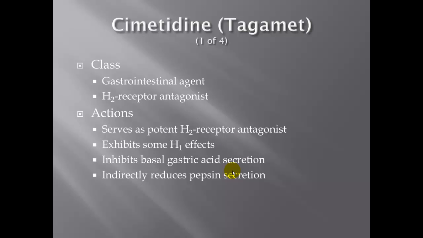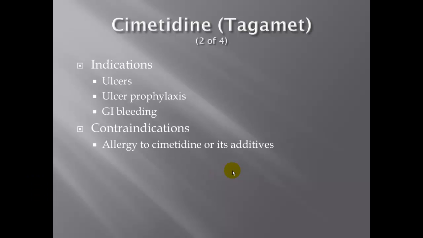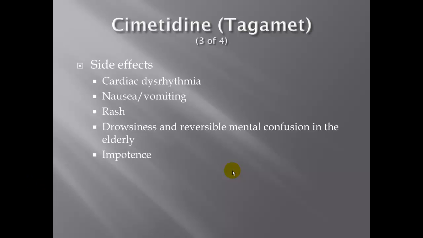Next is Cimetidine, or Tagamet. Class: gastrointestinal agent, H2 receptor antagonist. Action: serves as a potent H2 receptor antagonist, exhibits some H1 effects, inhibits basal gastric acid secretions, indirectly reduces pepsin secretion. So this is both going to be coming from the parietal cells. Indications: ulcer prophylaxis and GI bleeding. Contraindications: allergy to cimetidine or its derivatives. Side effects: cardiac dysrhythmia on this one as well, nausea and vomiting, rash, drowsiness and reversible mental confusion in the elderly, and impotence.